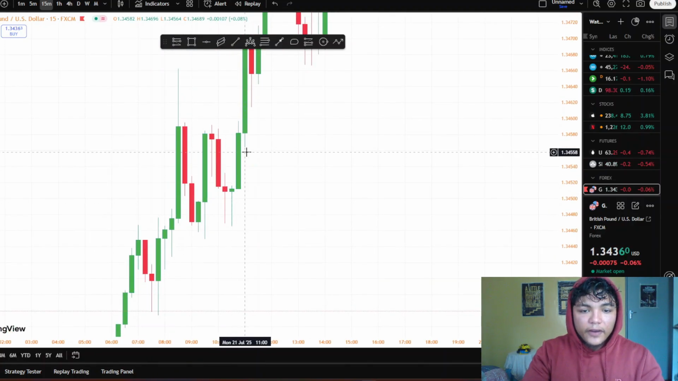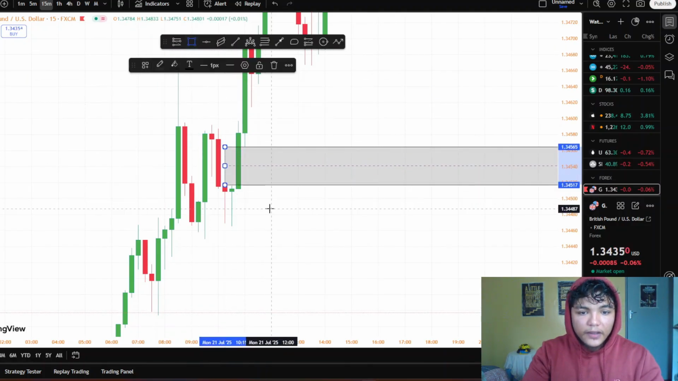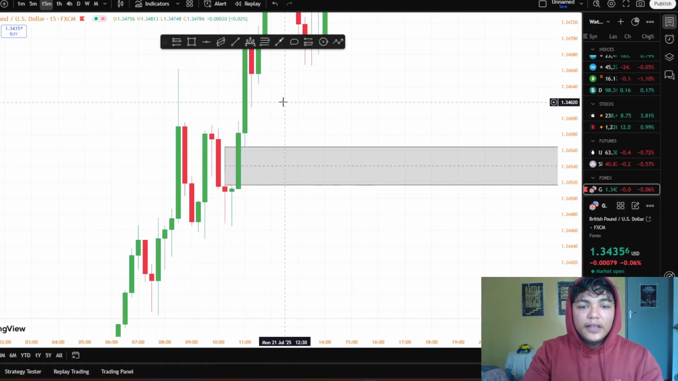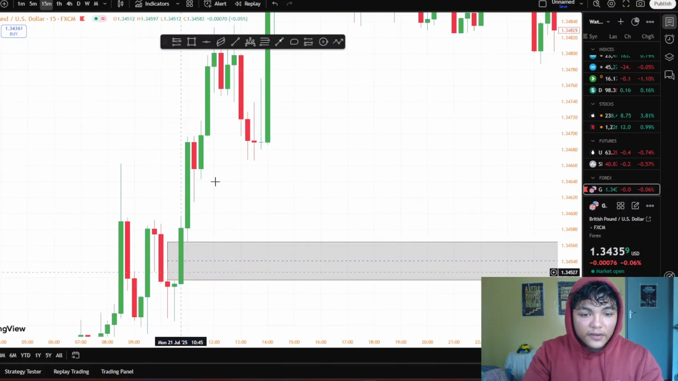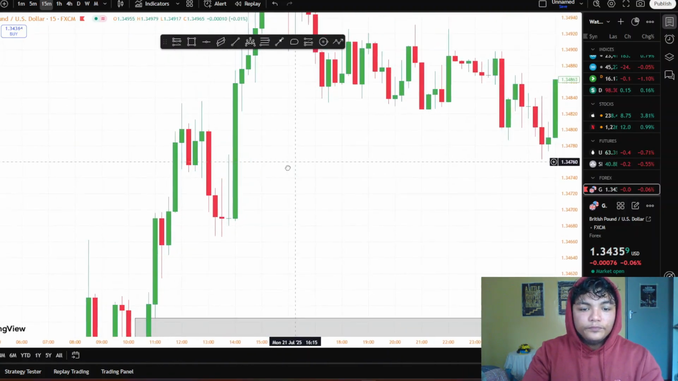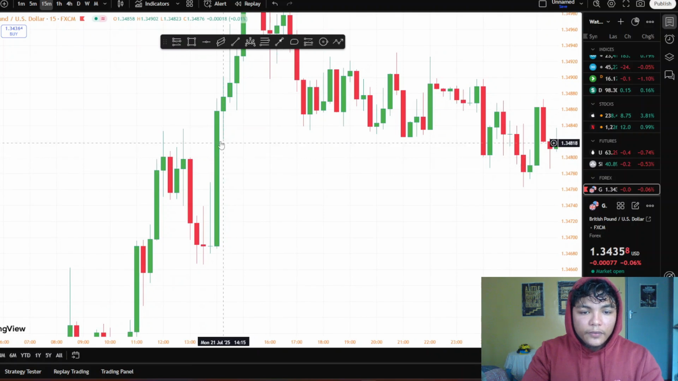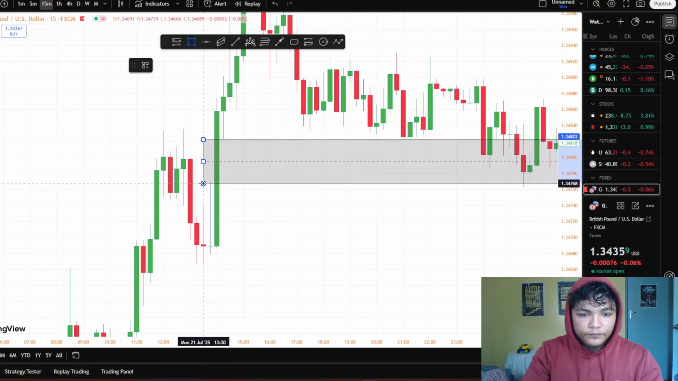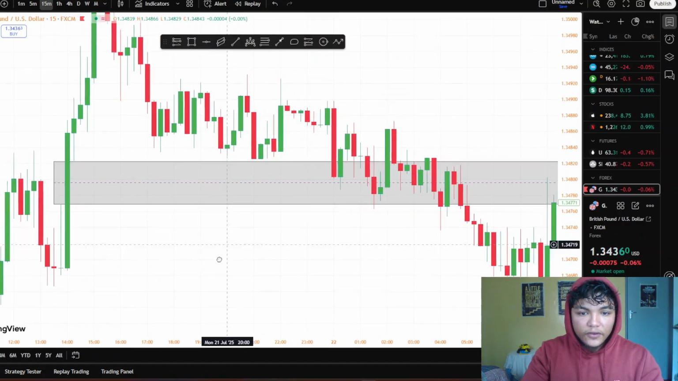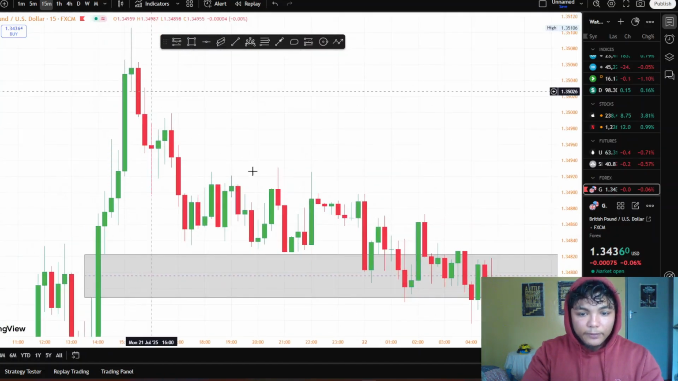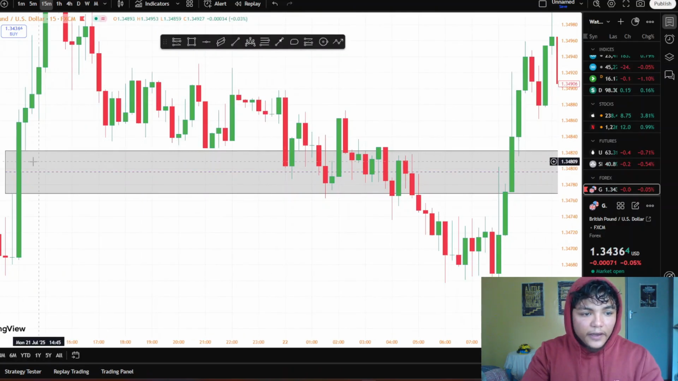Here we have another fair value gap right here. So we are only looking for fair value gaps below current price. As you can see, the market is going down, down. Here we have another gap, as you can see. And as you can see, the market came down to retest this fair value gap.